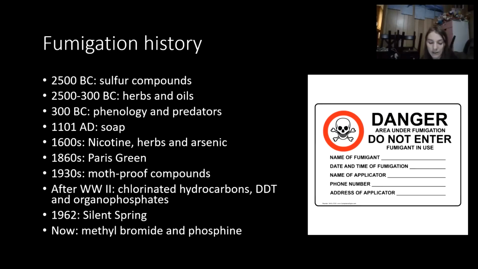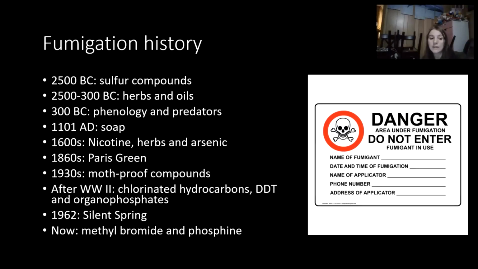And in the 1800s, the San Jose scale and Colorado potato beetle were introduced into new environments. In the 1860s, due to the pandemic of the Colorado potato beetle, Paris green, which is a mixture of arsenic and copper sulfate, was used to get rid of them. And in the 1930s, organophosphate compounds started to become synthesized. And then after World War II, chlorinated hydrocarbons like DDT and organophosphates started to get used in the industry.